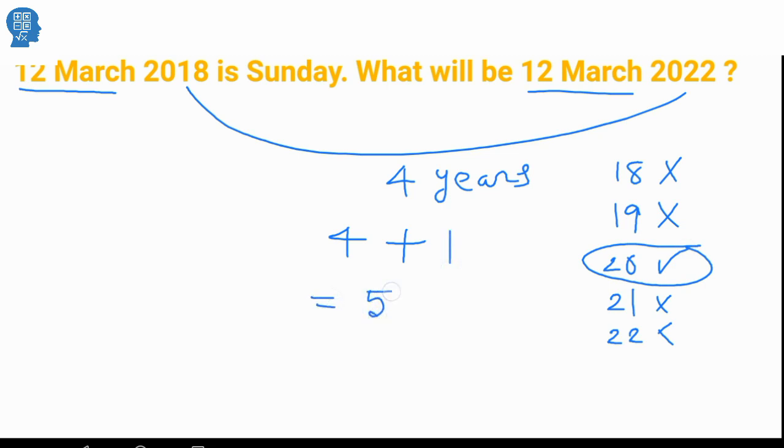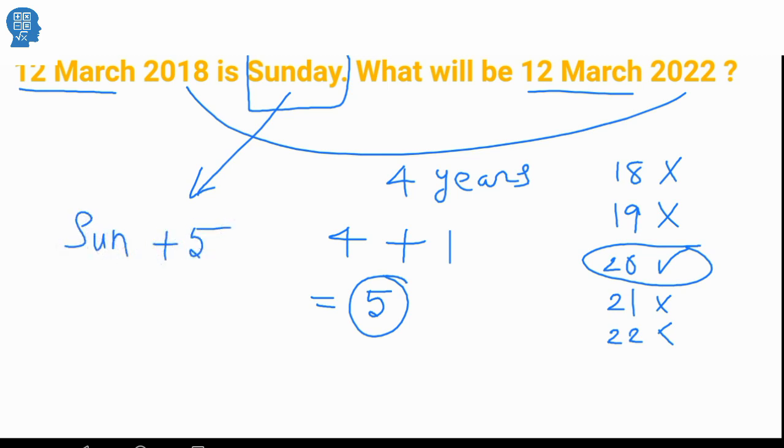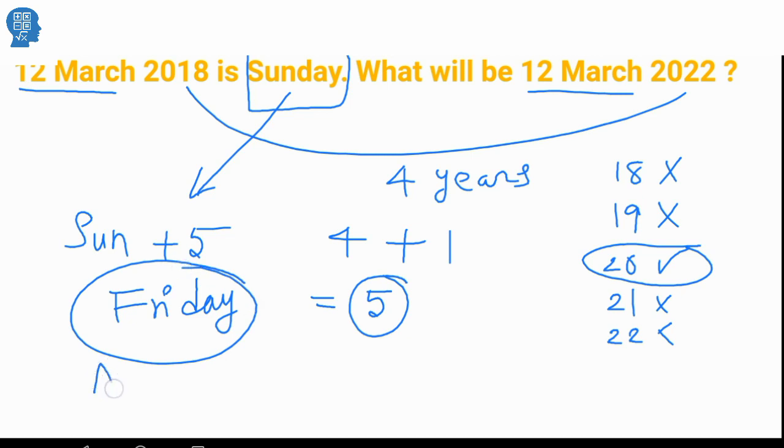So we are getting 5 odd days. These odd days should be added to the given day. The day given is Sunday, so the answer will be Sunday plus 5. Sunday plus 5 we can just count: Monday, Tuesday, Wednesday, Thursday, Friday. So the answer for this problem is Friday. Hope you understand this problem and its solution.